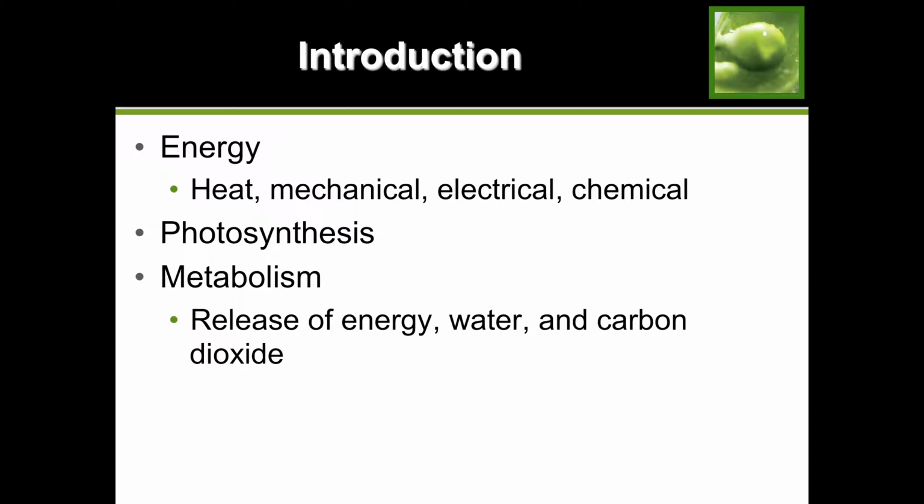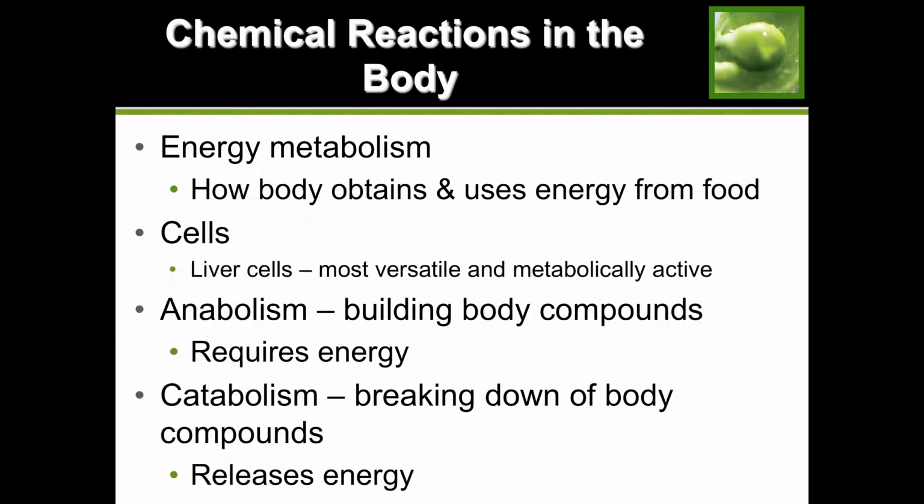All right, so energy comes in different forms. You get heat, mechanical, electrical, and chemical. In order to produce energy, plants, for example, use photosynthesis, so they use sunlight. And we use metabolism. With metabolism, you get a release of energy, water, and carbon dioxide.